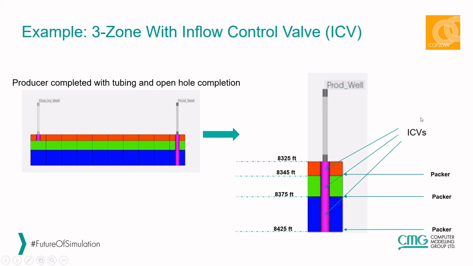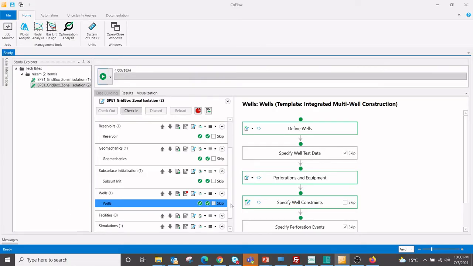In the right-hand side picture, we will be looking at the location of each ICV in this model, which will be in front of each perforation zone. And this is the placement of each packer in this example. Let's go to the CoFlow software now to see how we can build such a multi-zone well completion.